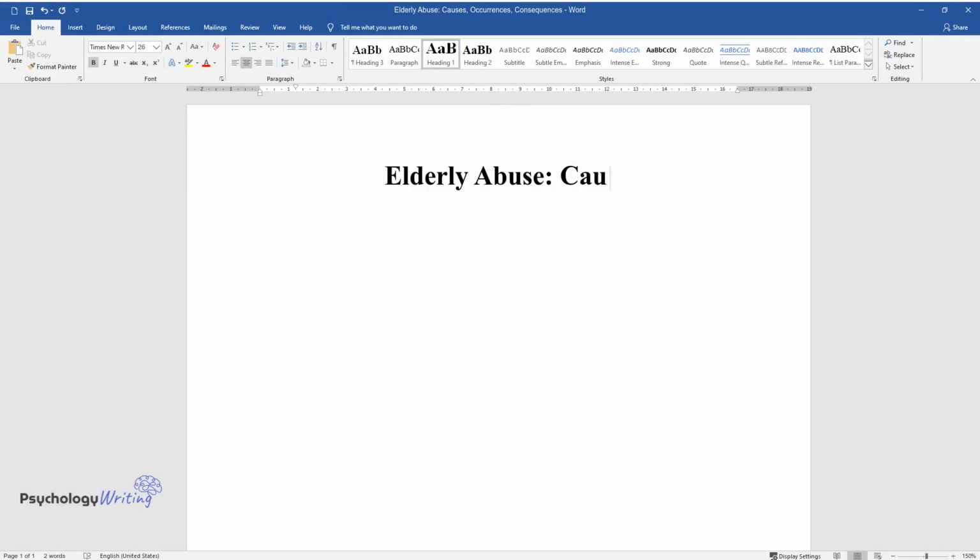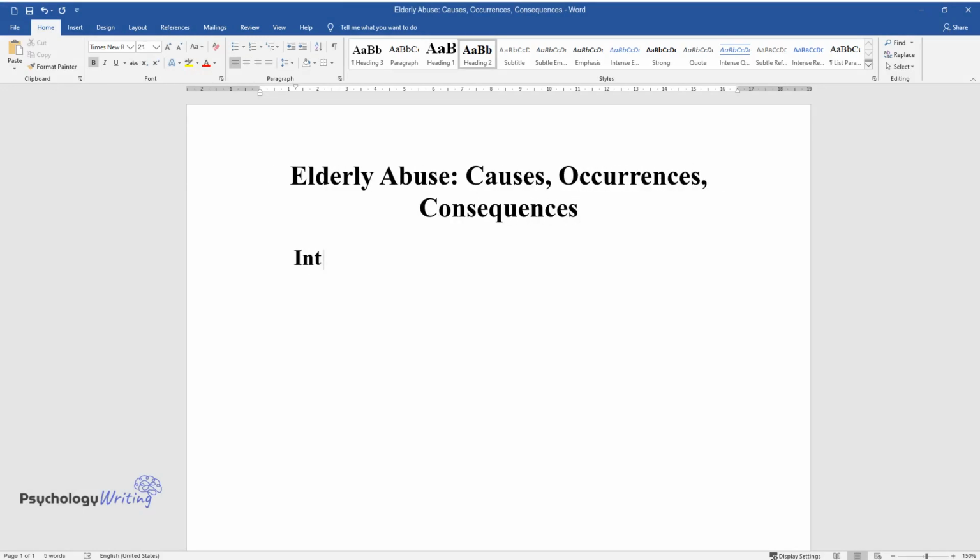Elderly abuse: causes, occurrences, consequences. Introduction. Abuse of the elderly remains an ignored and hidden problem in society.